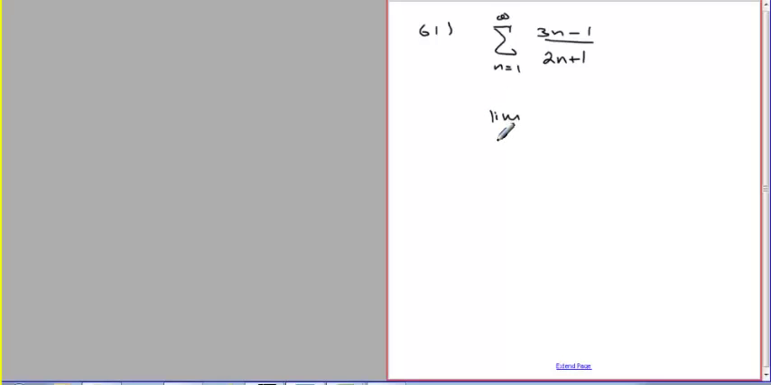3/2 to the n minus 1. So the nth term here, as n goes to infinity, I'll have 3/2 to the 0, which is 1, any number to the 0 is 1. And then when n equals 2, it becomes 3/2, the first power, 3/2 is the second power, this is the third power. The limit as n goes to infinity.